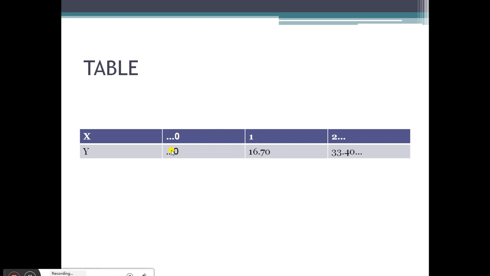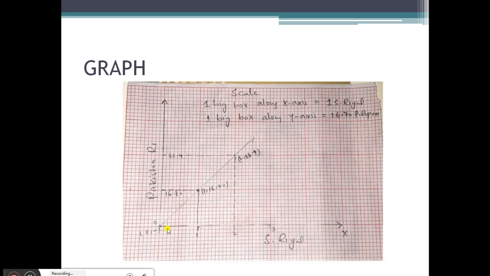So this is our ordered pairs and our required table. Dear student, it depends upon you how many ordered pairs you want to find. I took 0, 1, 2 and our ordered pairs are (0, 0), (1, 16.70), (2, 33.40). We draw it on the graph. (0, 0) is our first ordered pair, (1, 16.70) is our second and (2, 33.4) is our third ordered pair. We plot it on the graph and a straight line is formed. One big box along the x-axis is equal to 1 Saudi Riyal and one big box along the y-axis is equal to 16.70 Pakistani rupees.